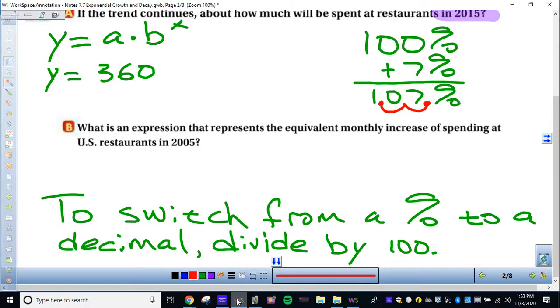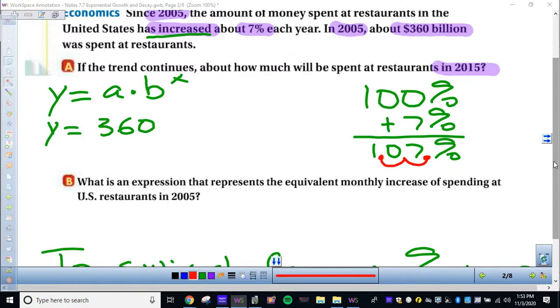So we're going to plug in 1.07 for our growth factor. So times 1.07. Now we need to figure out what goes in for that x.